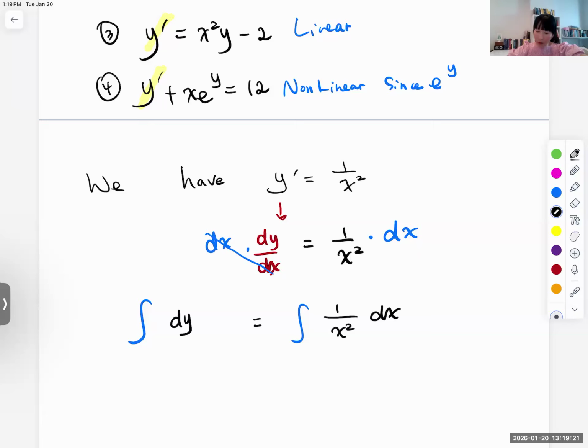If we integrate the left side, what do we get? It's y. What about the right side? We get negative 1 over x, then plus c. We call this the general solution.